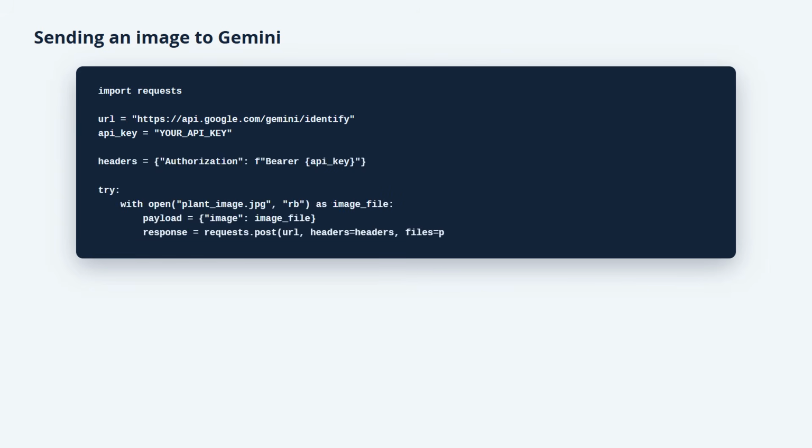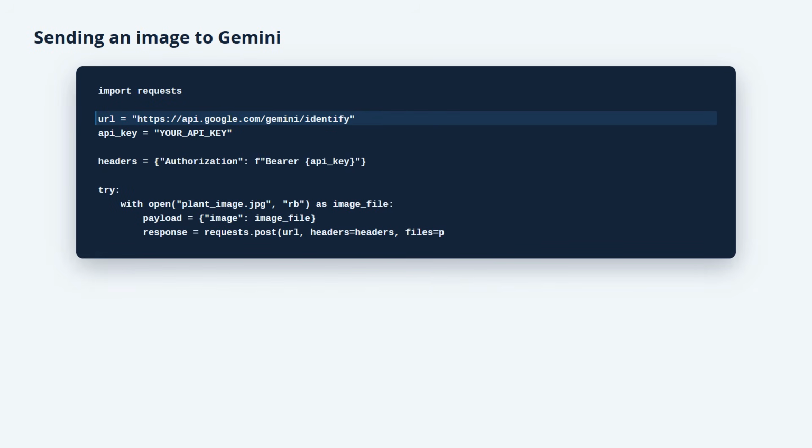Let's dive in. In this scene, we're going to send an image to the Google Gemini API for plant identification. First, ensure you have your image ready. It can be a photo of a leaf, flower, or any part of the plant you're curious about. In your Python script, we'll use the requests library to make this process smooth. You'll start by defining the URL for the Gemini API endpoint. Next, create a header with your API key for authentication.